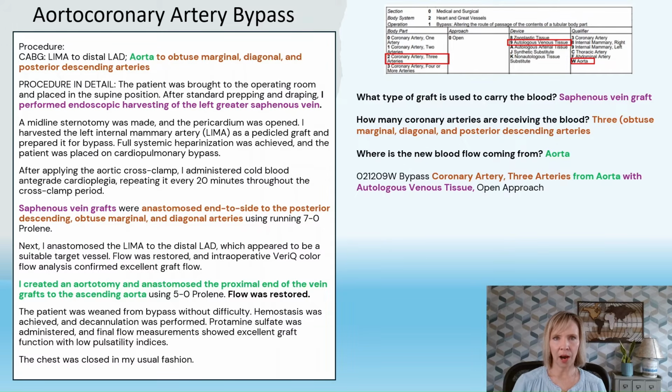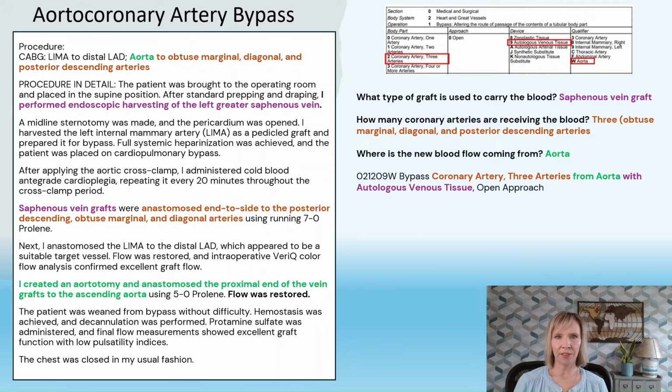The patient was brought to the operating room and placed in the supine position. After prepping and draping, they performed endoscopic harvesting of the left greater saphenous vein. Sternotomy was made and the pericardium was opened. They harvested the left internal mammary artery as a pedicled graft and prepared it for bypass. Full systemic heparinization was achieved and the patient was placed on cardiopulmonary bypass. After applying the aortic cross clamp, they administered cold blood cardioplegia, repeating it every 20 minutes through the cross clamp period. Saphenous vein grafts were anastomosed end to side to the posterior descending, obtuse marginal, and diagonal arteries using proline.